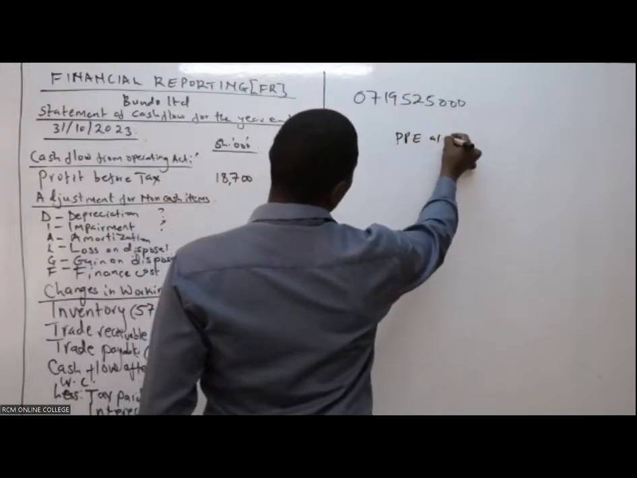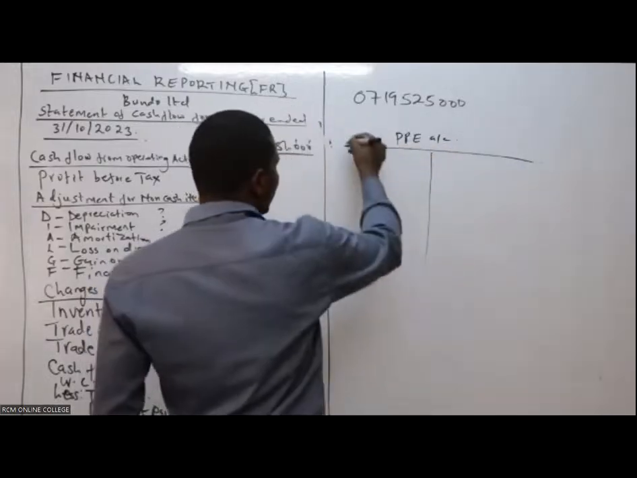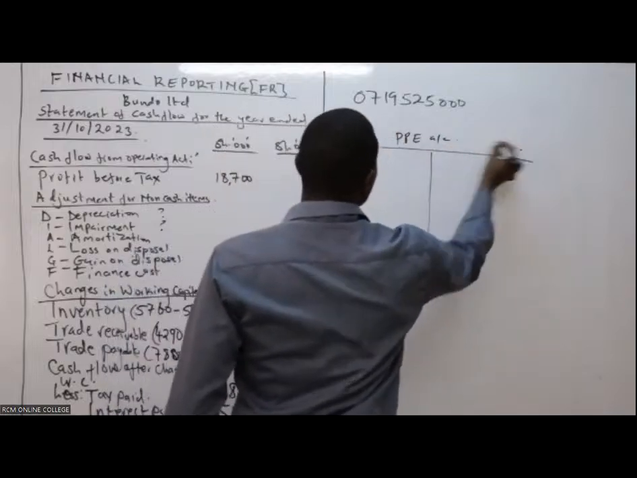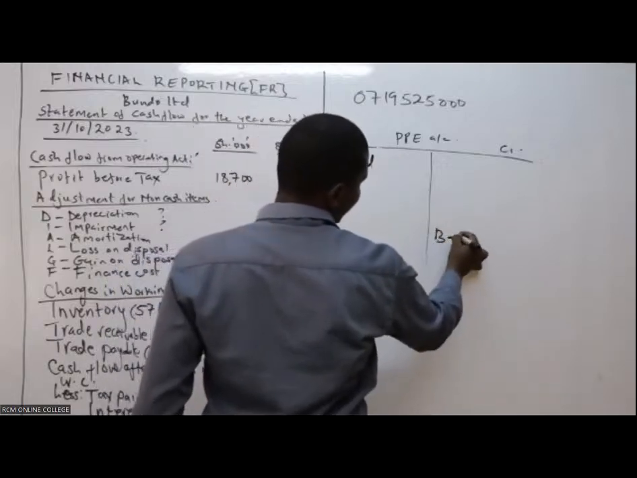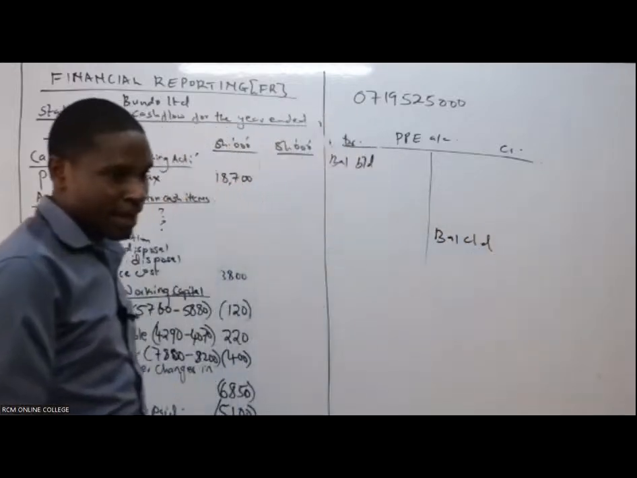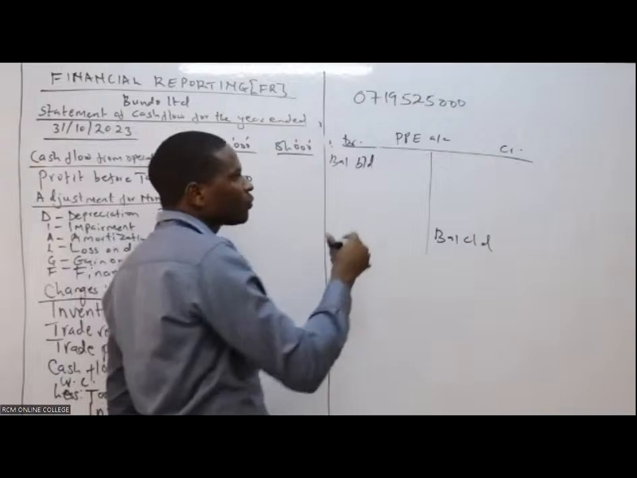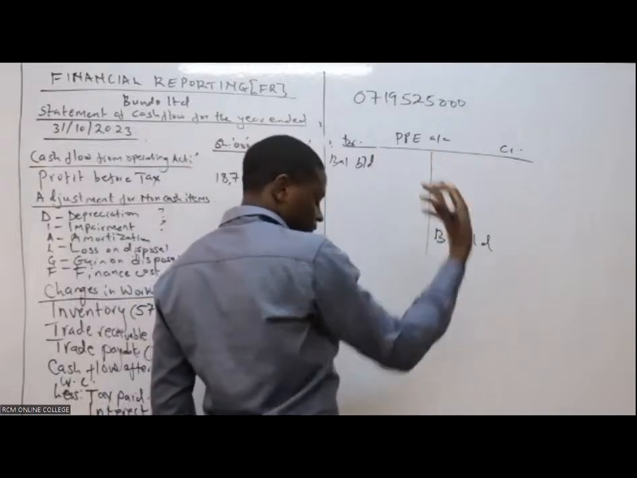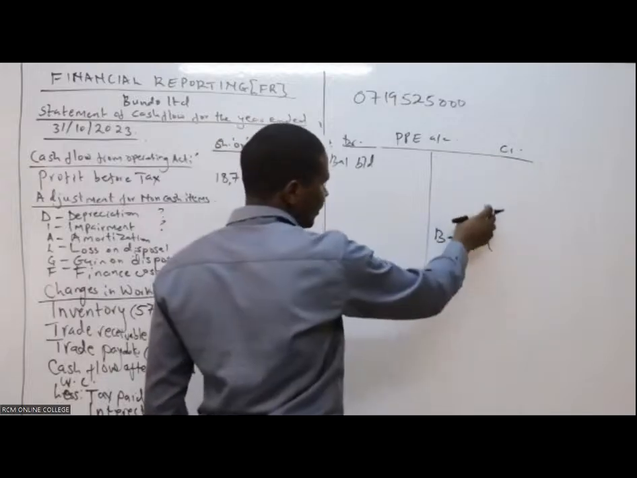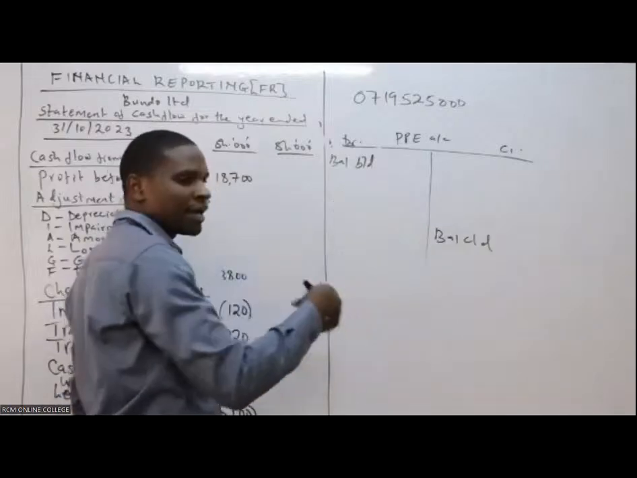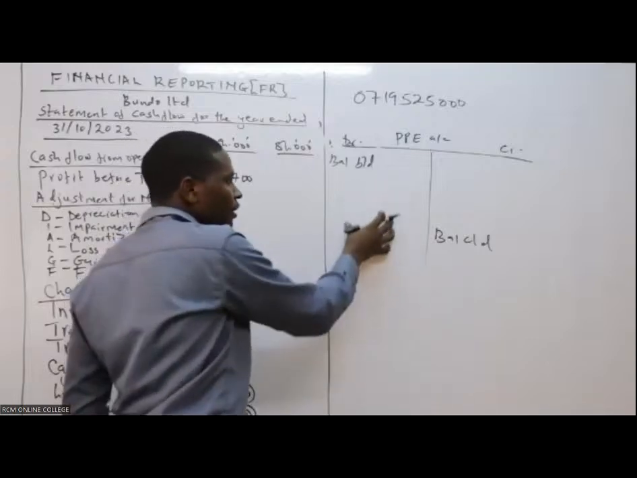Let me give you a hint. PPE account, this is an asset account. So this debit, this credit. So the balance that is brought down will be on the debit side. Then the balance that is carried down will be there, like that. This is an asset account. Anything that will reduce the PPE, like depreciation or disposal, it will be credited. Anything that increases our PPE, like valuation gain or purchase of a new PPE, it will be debited.